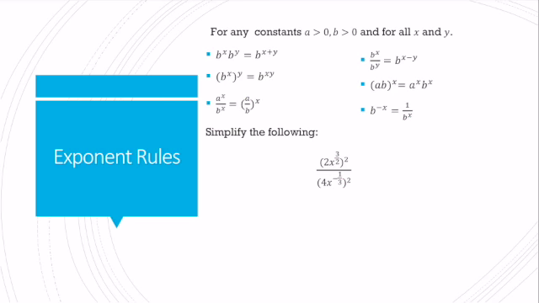Let's simplify a few more. The first thing I want to do is distribute that exponent in. That gives me 2 squared x to the 3 halves times 2, because I multiply them together, over 4 squared x to the negative 1 third times 2. So let's simplify that. I've got 4 x to the 3 over 16 x to the negative 2 thirds.